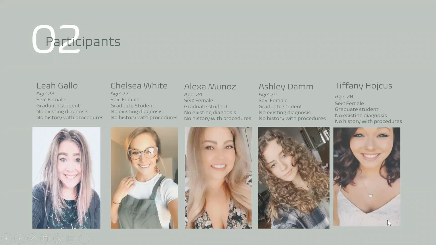As I mentioned a couple of minutes ago, I'm Leah, and my picture can be found on the far left here. Moving over to the right, you're able to see Chelsea. Moving once more over is Alexa, although she does go by Lexi. Now, once again moving to the right is Ashley, and on the furthest right, you're able to see Tiffany.